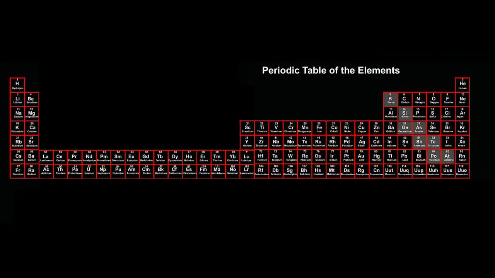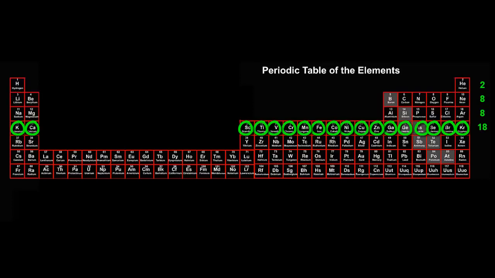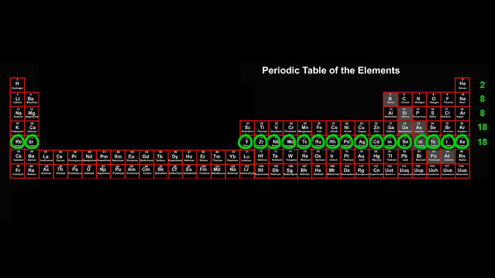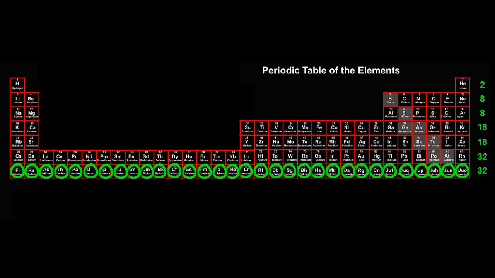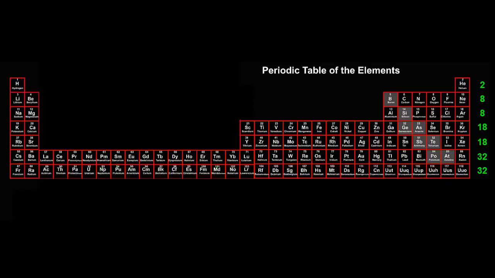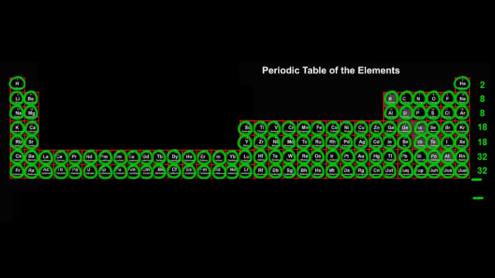This layout also makes it easier to see how many elements are in each row. 2 in the first row, 8 in the second, 8 in the third, 18 in the fourth, 18 also in the fifth, 32 in the sixth, 32 in the seventh. Altogether, there are 118 elements.